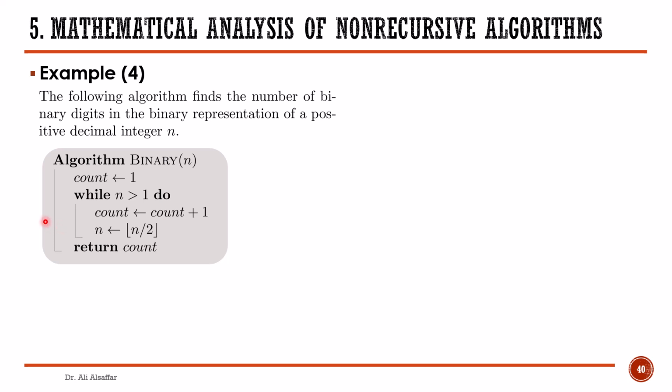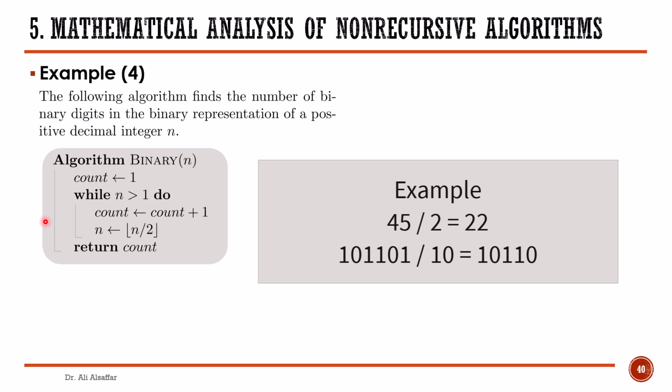Why is division by 2 used to count the number of binary digits of n? The reason is that when dividing n by 2, the number is shifted one bit to the right. Hence, every division corresponds to one binary digit of n.